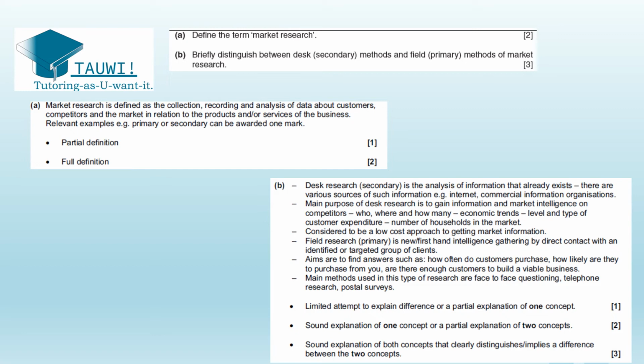Secondary methods is sitting behind your desk, looking at various previous researches and data, and the primary research is when you are focusing on your own product and now you are going to focus on asking questions about your product.